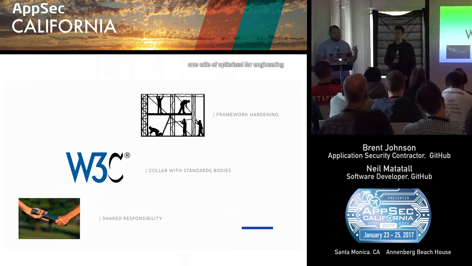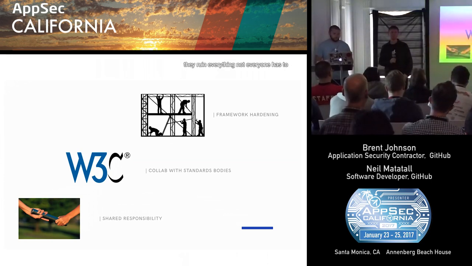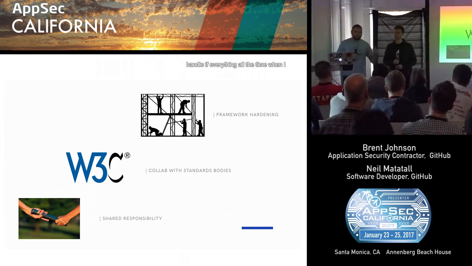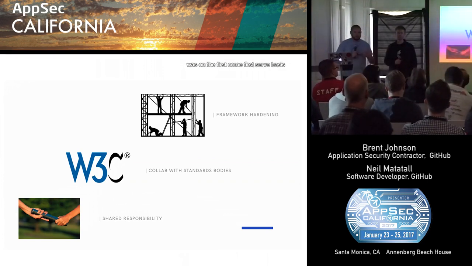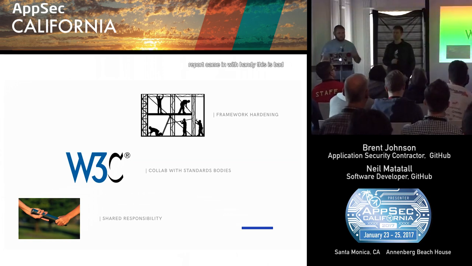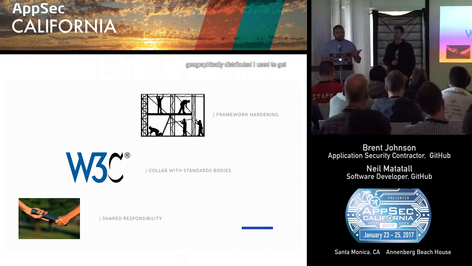You want to optimize for engineering-focused time. Distractions are terrible. They ruin everything. Not everyone has to handle everything all the time. When I first joined GitHub, the bounty triage was on a first-come, first-served basis. Whoever had their inbox open when that report came in would handle it. This is bad for a number of reasons. For one, we're geographically distributed. I used to get up pretty late, and everyone was in a time zone in the future, so I didn't do any bounty triage. Everything was already handled by the time I was ready to work.